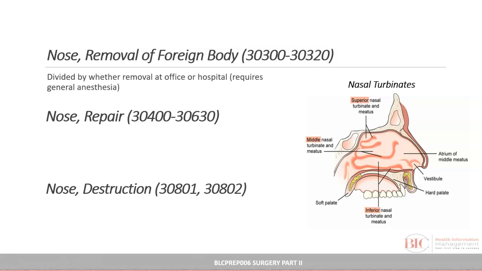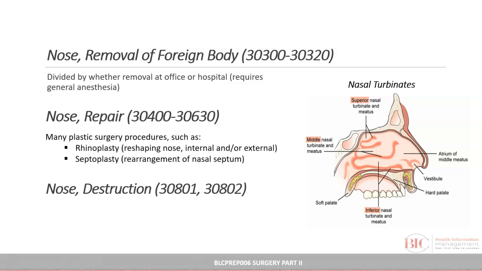So if they're doing a removal of foreign body, it's divided by whether the removal was done at the hospital or at an office, where at the hospital they would require general anesthesia. Under the repair, you're going to find a lot of your plastic surgery, your rhinoplasties, which is the reshaping of the nose, internal and or external, or septoplasty, which is the rearrangement of the nasal septum.